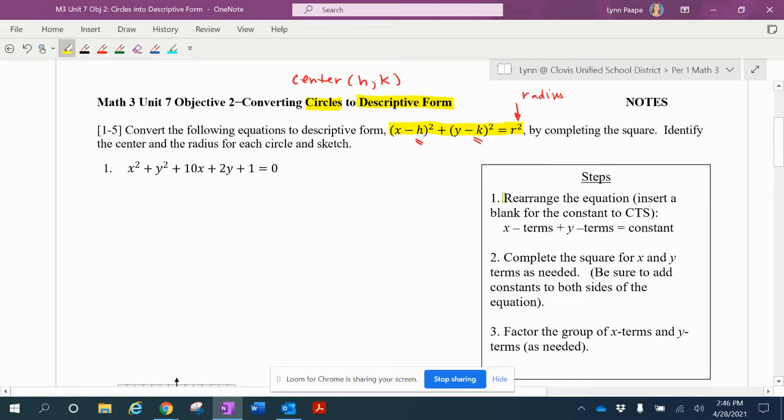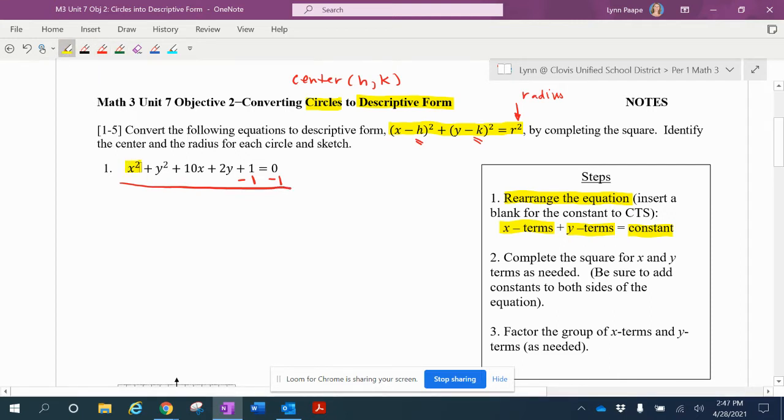The first step is we're going to have to rearrange the equation. When we rearrange the equation, we are going to collect all of our x terms, and then collect all of our y terms. And if there is a constant, that is going to go to the other side. All right, so our first step is that rearranging. I do have a constant, so I'm going to subtract 1 from both sides so I can get that to the other side.